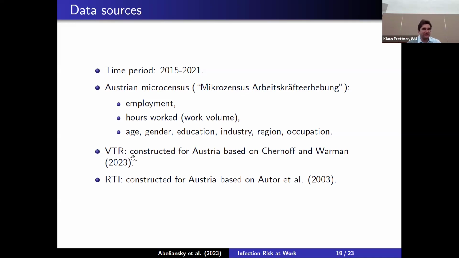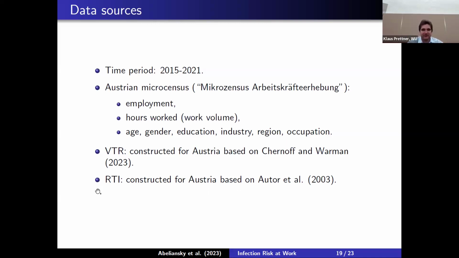That's the viral transmission risk, where fortunately this is estimated for the United States by a paper by Chernoff and Warman that came out in 2023. We had access to a working paper version of that already. And we used the results from their estimations and used a crosswalk to the Austrian labor market and the Austrian occupational ISCO 3 level, I think it was, to construct this viral transmission risk index for Austrian occupations.